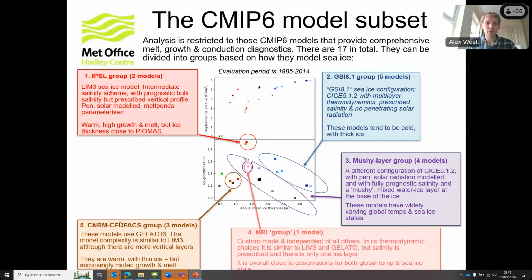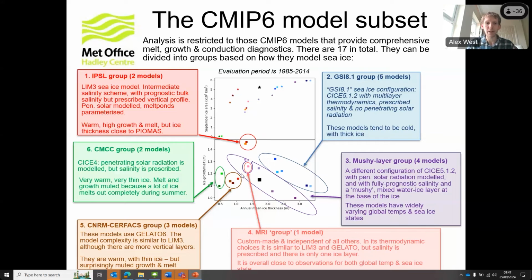The brown dots are the CICE models. They have complexity similar to the IPSL and MRI group. These tend to be quite warm with thin ice, but as I mentioned, their melt and growth is surprisingly muted. We'll see why in a bit.